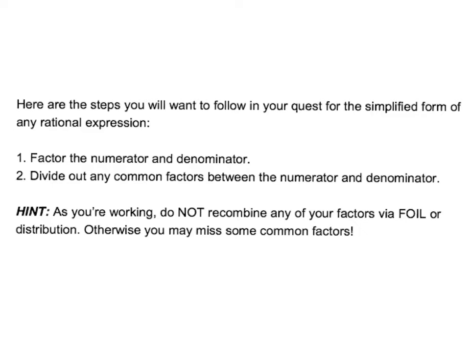Now, here's a hint. As you're working, do not recombine any of your factors. So don't distribute anything and don't FOIL anything, because what will happen is you'll miss some of the common factors between your numerator and your denominator. If you try to simplify things too soon, you're actually not simplifying it enough. And so keep things in factored form even when you get to your final answer. Just leave things in factored form.